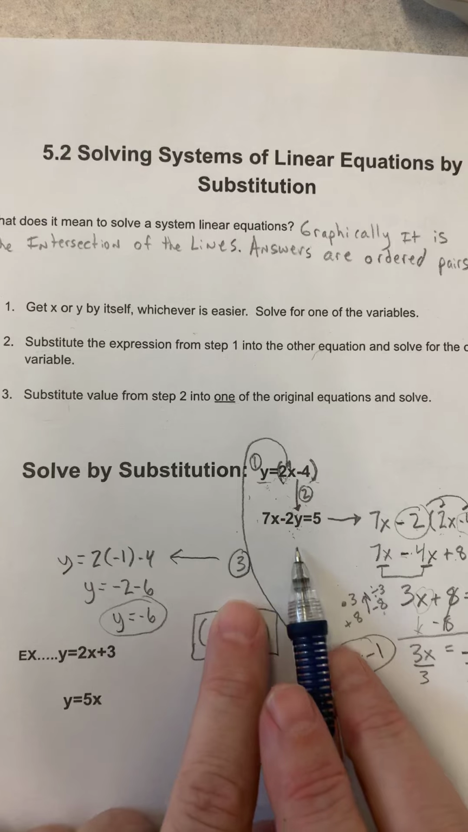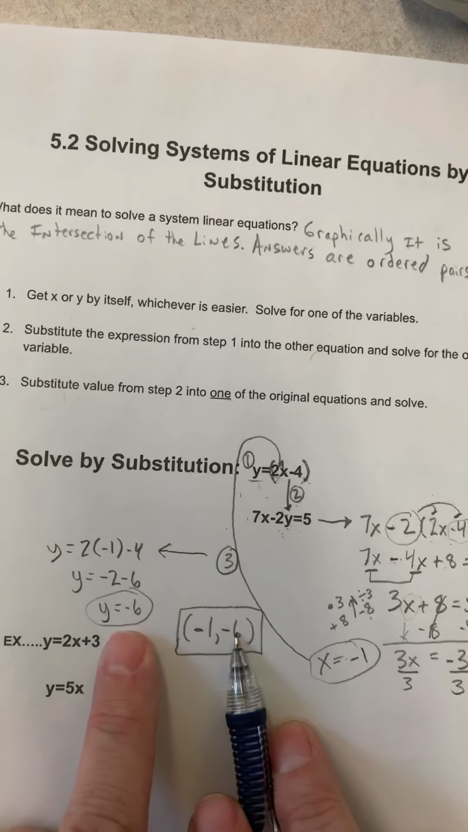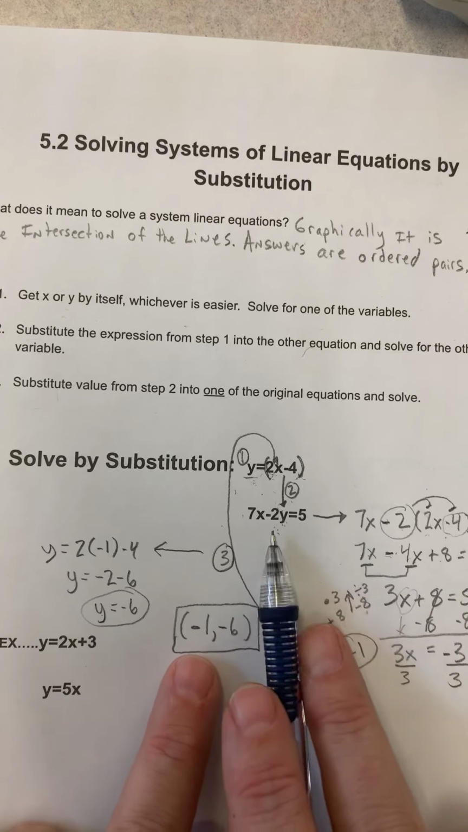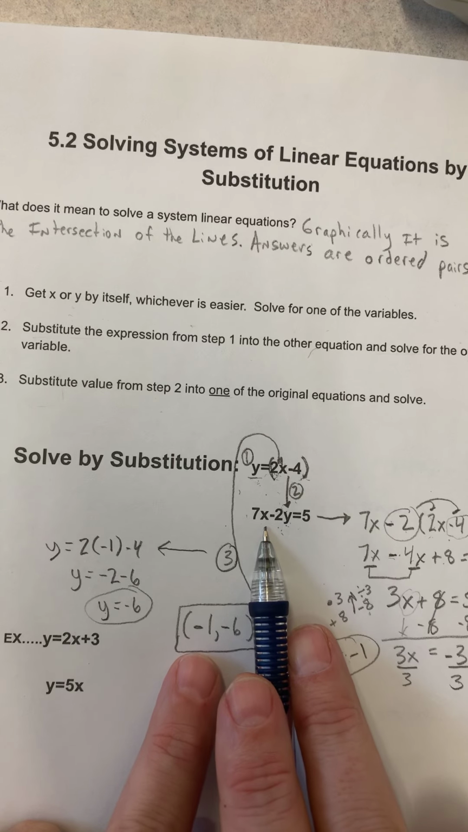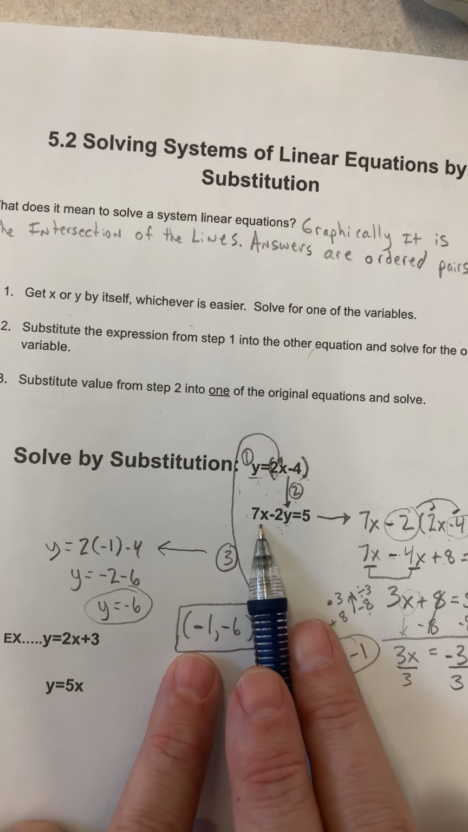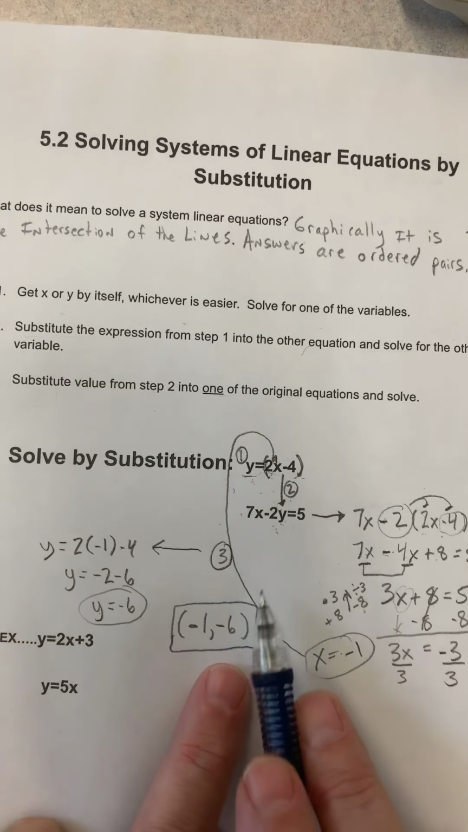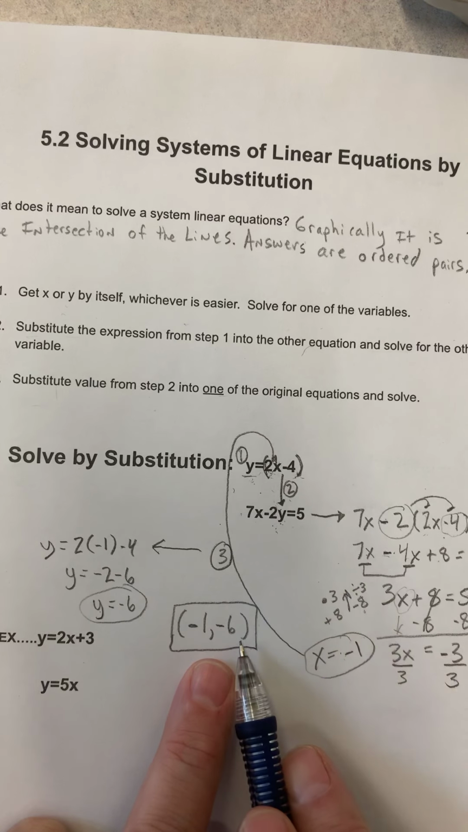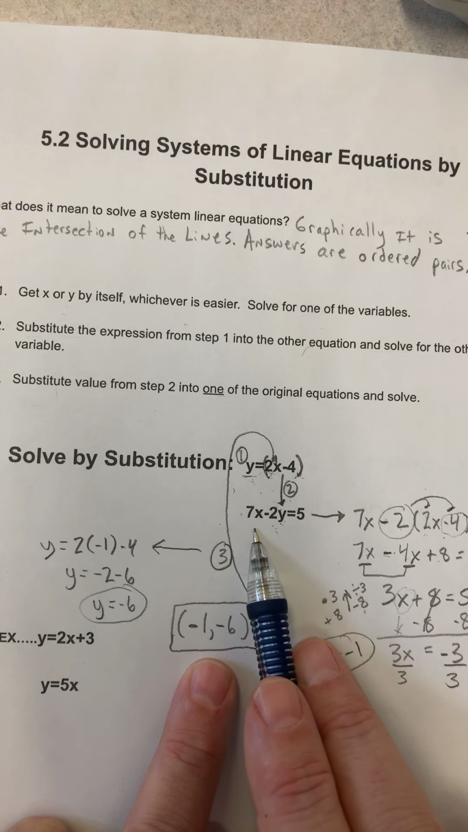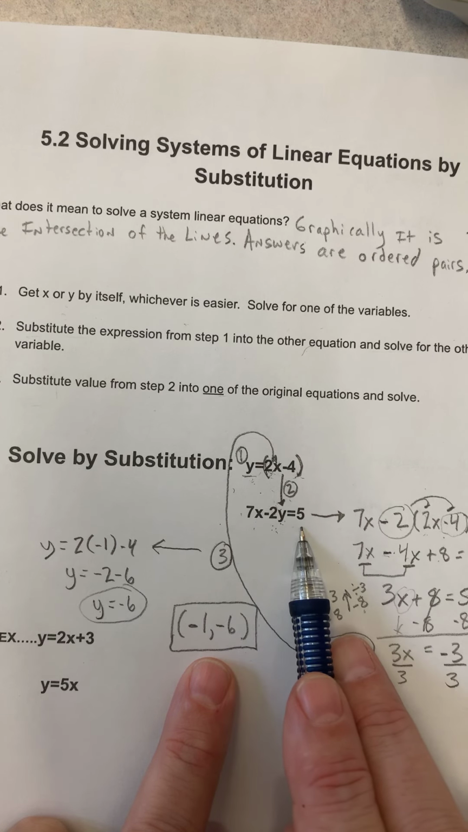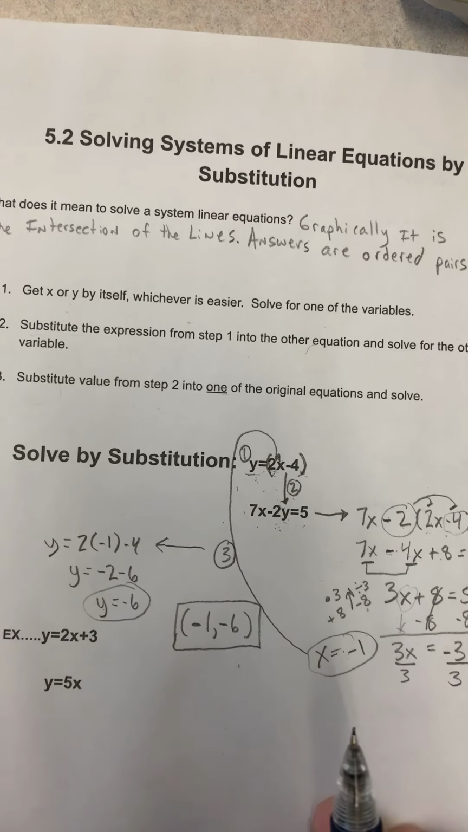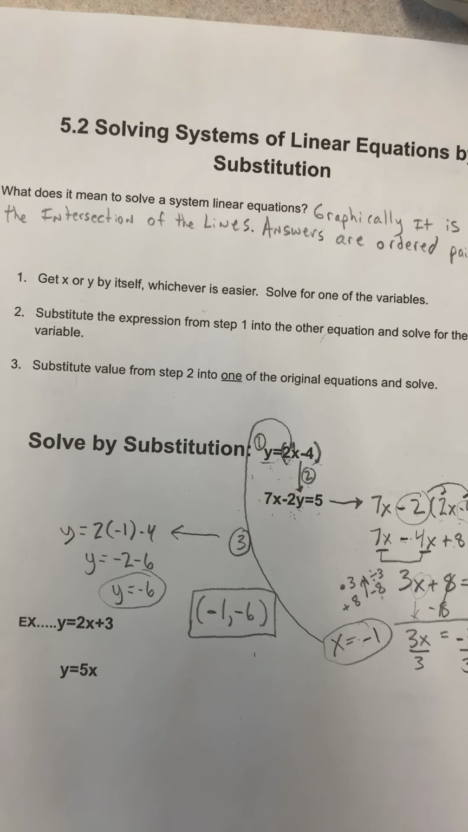And you could certainly plug this into both equations and check it. I already plugged it into here. If I plugged it into the second one, -7, because -1 times 7, that'd be a -7. -2 times -6 would be a +12. So you have a -7 plus 12. That indeed equals 5. That checks in both of them too. I can always check them.